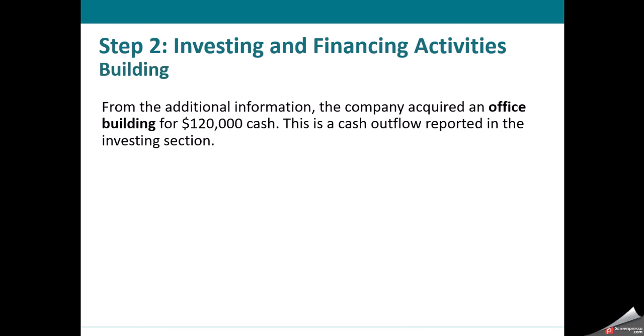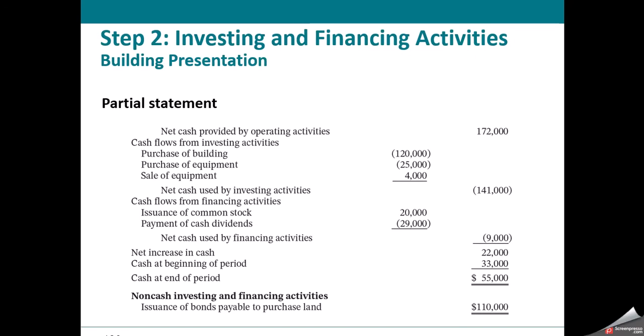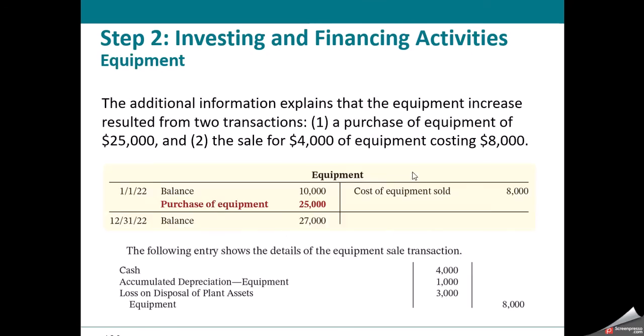Okay, now this one, we acquired an office building for cash. So that is going to go in our investing section. So we've got our cash flow from investing, we purchased a building for $120,000. And then we purchased equipment for $25,000. So that's also going to go into our investing section.